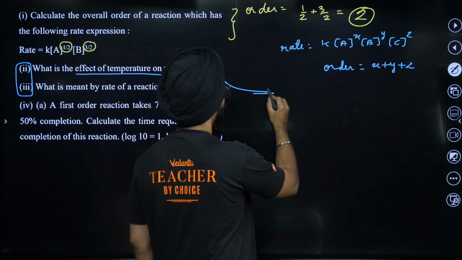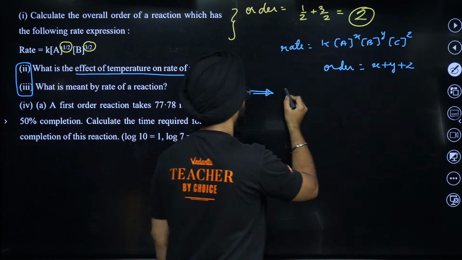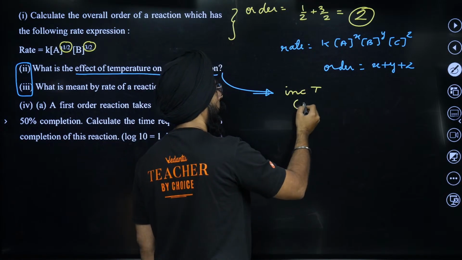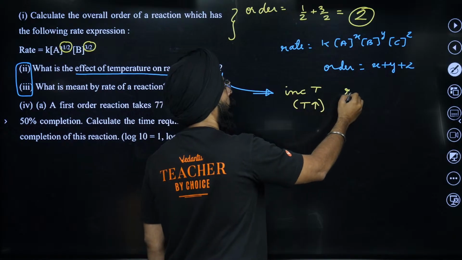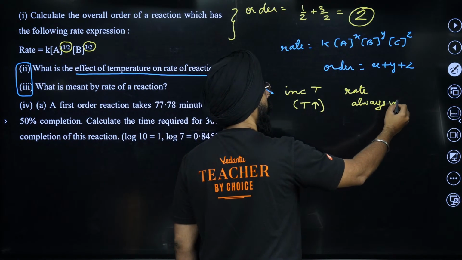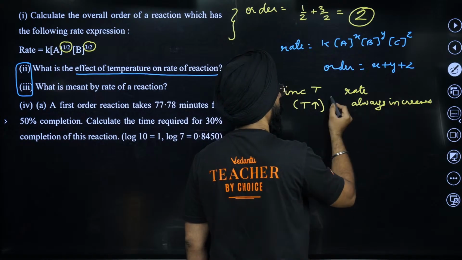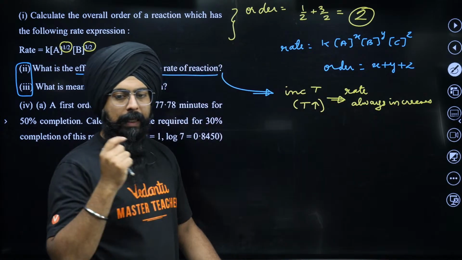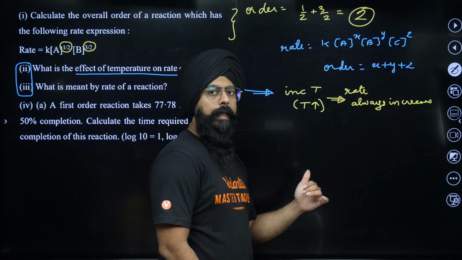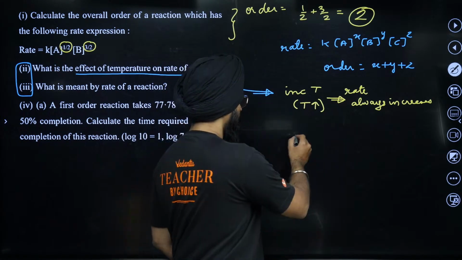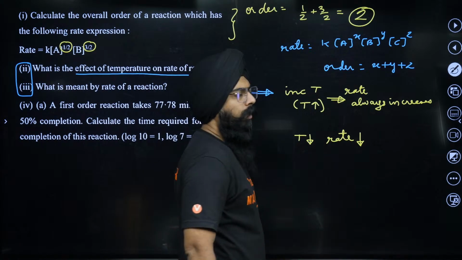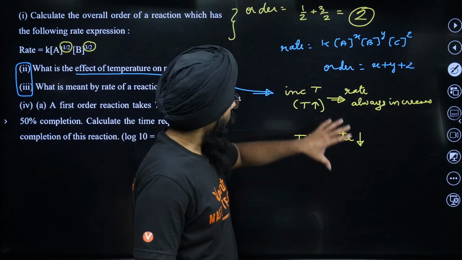All right. So, my dear friends, if I increase the temperature, if the temperature goes up, the rate of the reaction will always increase. With the increase of temperature, the rate of the reaction always increases. If you decrease the temperature, rate will definitely decrease. Temperature low, that means the rate of the reaction will become lesser. Now, why does this happen?